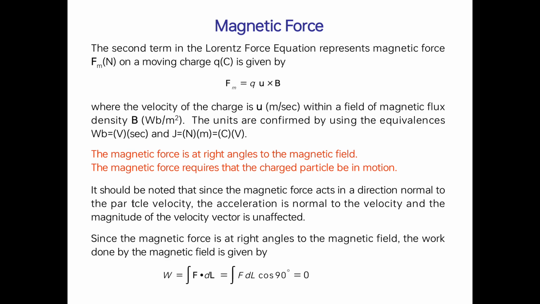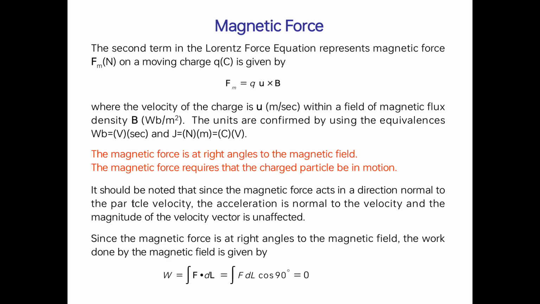Weber is equal to volt into second, and joule is equal to newton into meter, which is equal to coulomb into volt. The magnetic force is at right angles to the magnetic field. The magnetic force requires that the charged particle be in motion.